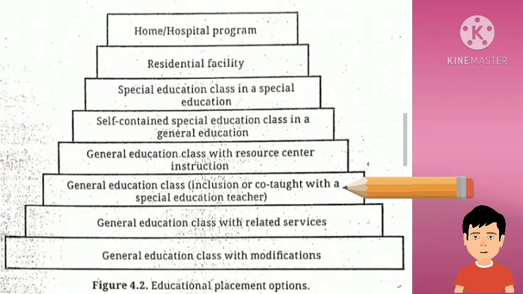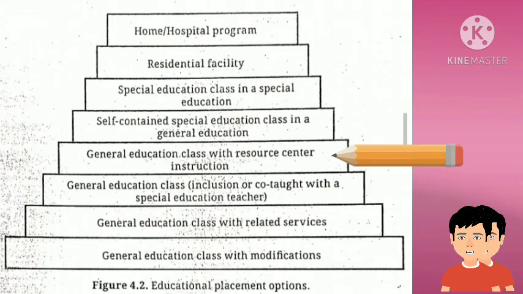Another option for placement is to be in a general education class, but the child receives supplementary instruction and services such as speech, physical and occupational therapy, or counseling services during the school day. Options may be provided when such sessions are conducted either during school or as an after-school service.